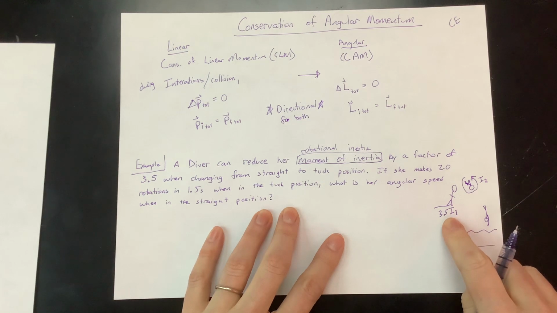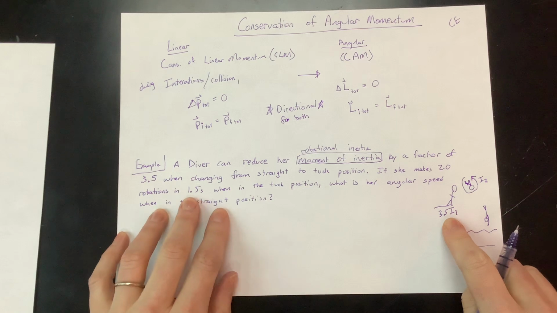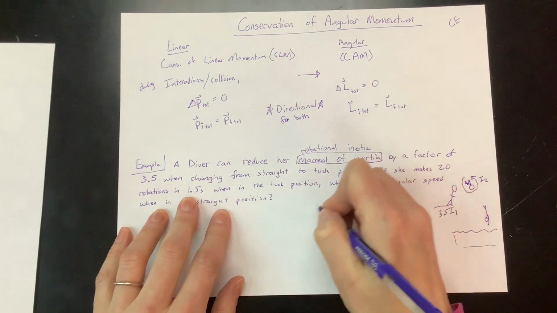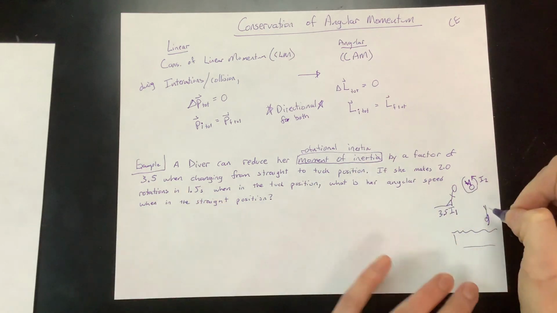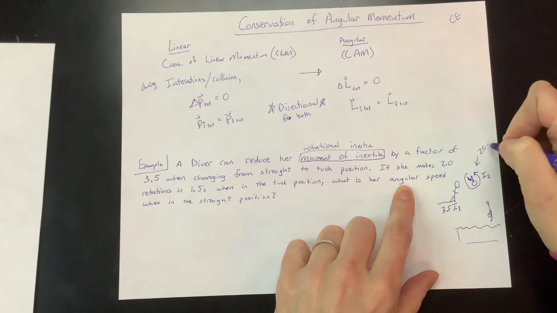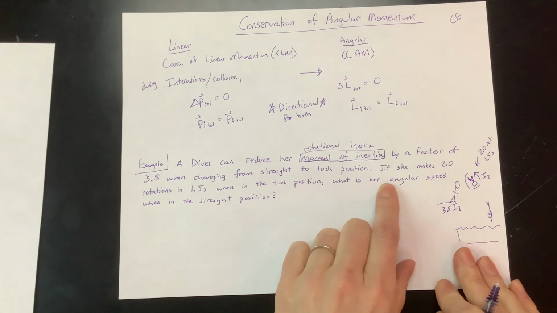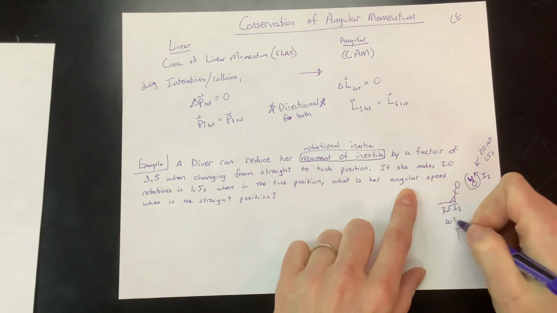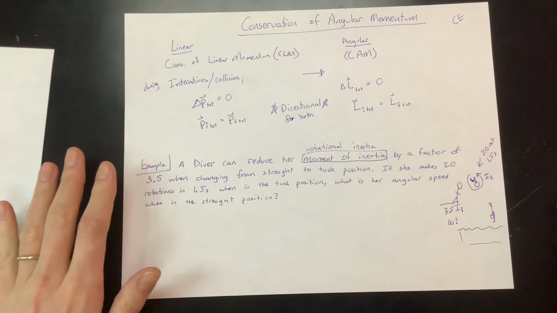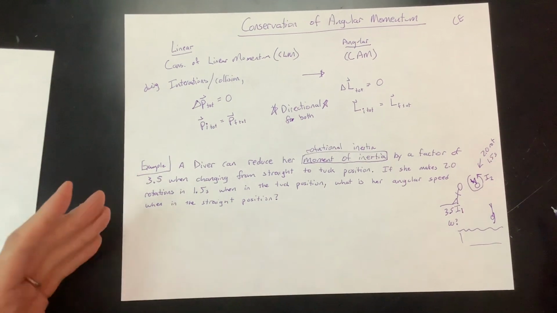times bigger, okay? If she makes 2.0 rotations in 1.5 seconds, that is information that we can use to get our omega. So what is this? In the tuck position. So that's telling us here 2.0 rotations in 1.5 seconds. Okay, what is her angular speed here? This is what we're looking for, okay? So what do you think? You can probably know this, right?